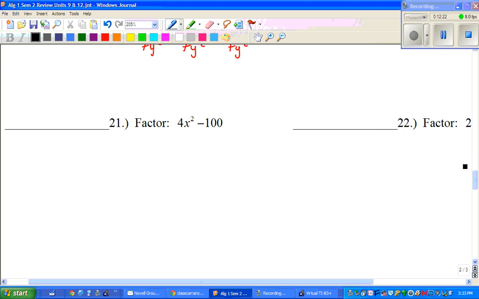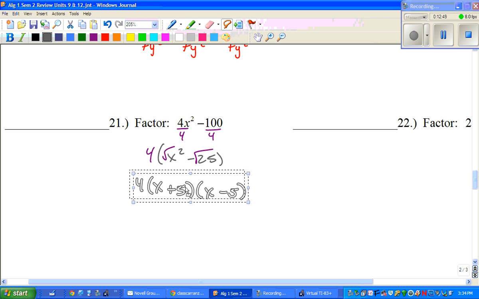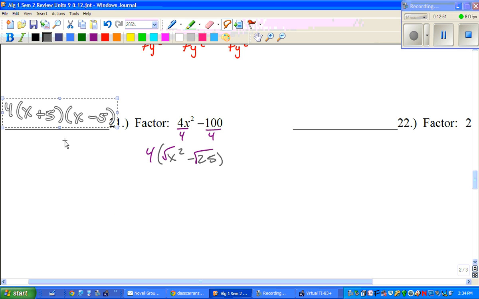All right, number 21. Same thing, we have to factor out the GCF first, and that does not go away, it goes out front. We're left with x squared minus 25. That is the difference of two squares. One's a plus, one's a minus. The square root of x squared is x, and the square root of 25 is 5. And that's how we get 4, x plus 5, x minus 5.